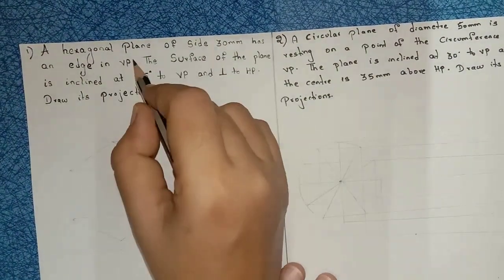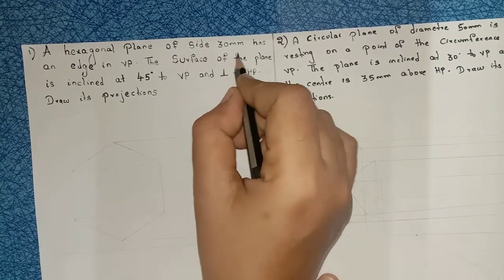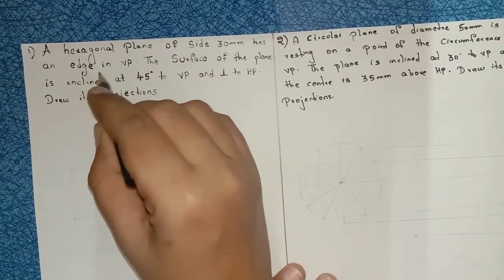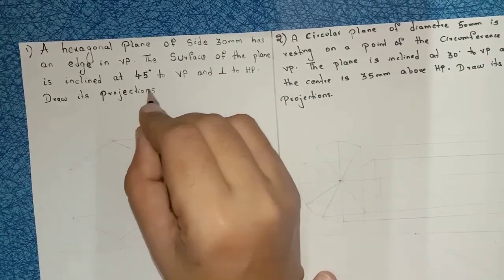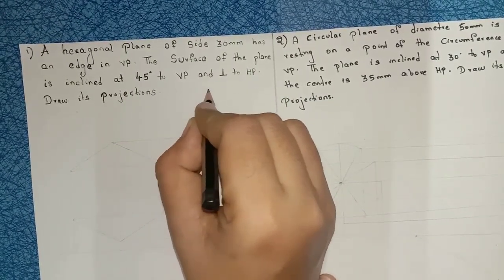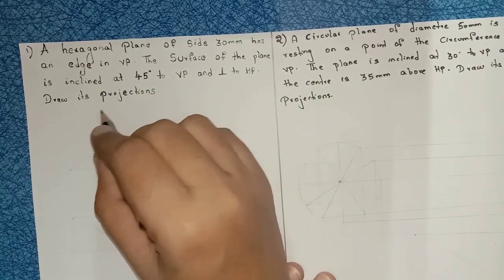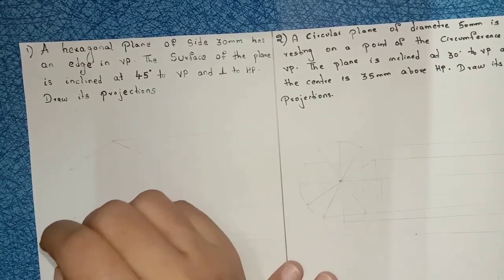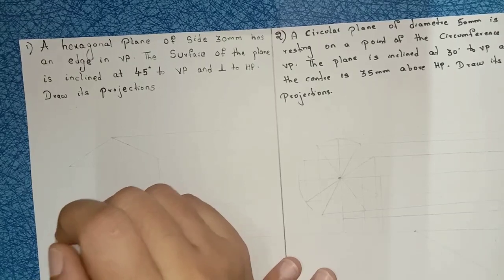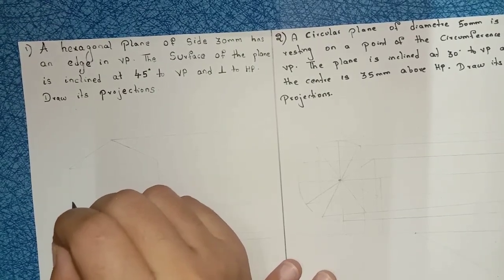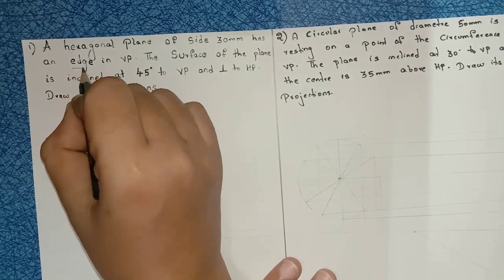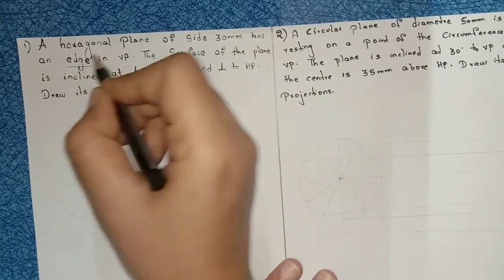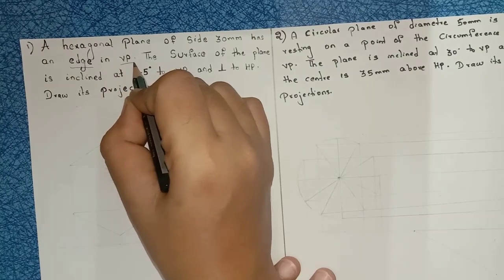A hexagonal plane of side 30 mm has an edge in VP. The surface of the plane is inclined at 45 degrees to VP and perpendicular to HP. Draw its projections. See, in the previous lecture I discussed that first you have to check the condition. Here the condition is the edge, where we have to start in the vertical plane.